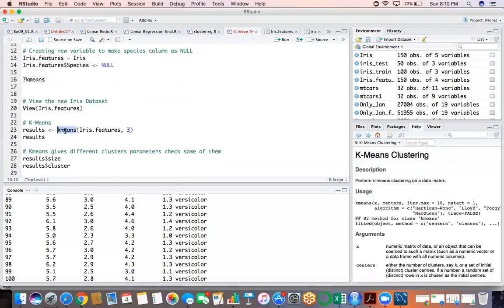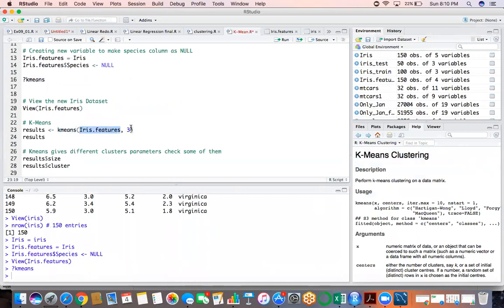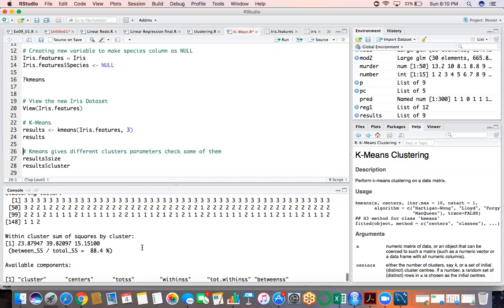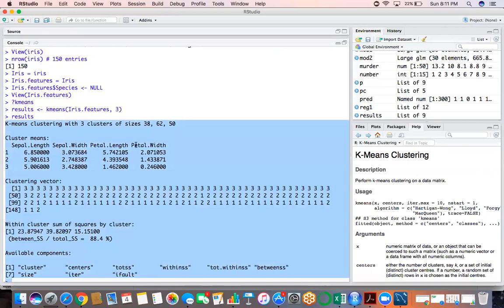I'll write kmeans, I'll give the data set. The data set is what? This is the data set without species, and then the number of clusters k. Once we give this, we'll run this algorithm. Let it run. Okay, it has run. Now see the result. If we try to read the result, we'll start from the beginning, from here the result starts. This is the entire result, so we'll just see the important part.